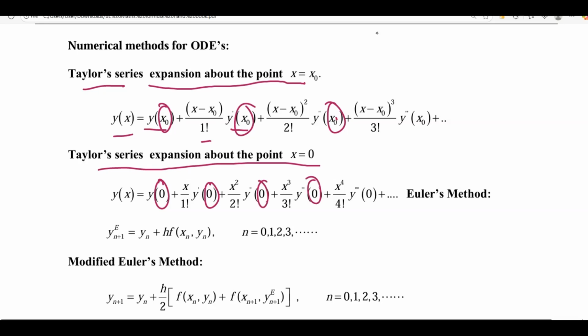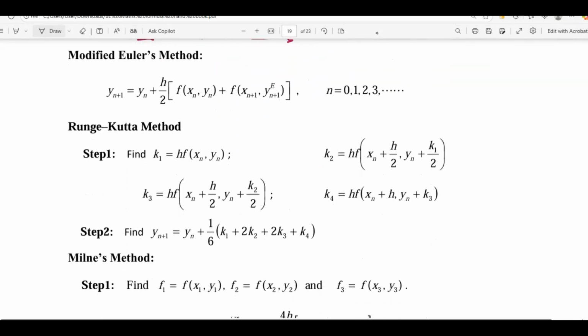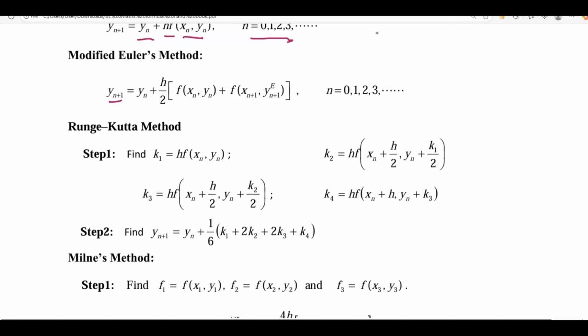Then Euler's method: y to the power of n plus 1 equals yn plus h f of xn comma yn, where n equals 0, 1, 2, 3. Then you have the modified Euler method: yn plus 1 will be yn plus h by 2 into f of xn comma yn plus f of xn plus 1 comma y to the power of e xn plus 1, where n is 0, 1, 2, 3, etc., natural numbers.